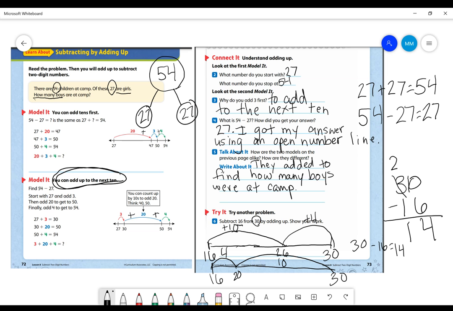We solved it first by adding on. We started at 16 and counted to our whole. With this equation, we started with our whole and we took away the part that we knew to find the part that was left. All right, Smarties, as always, keep that growth mindset.